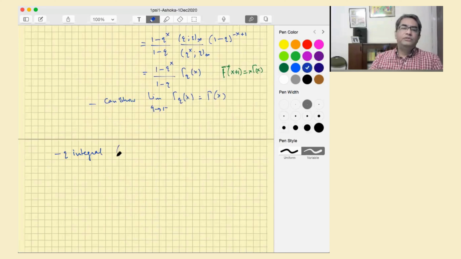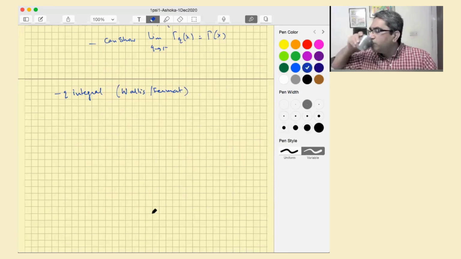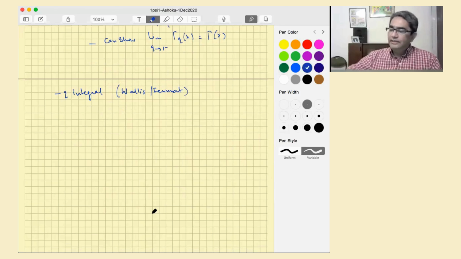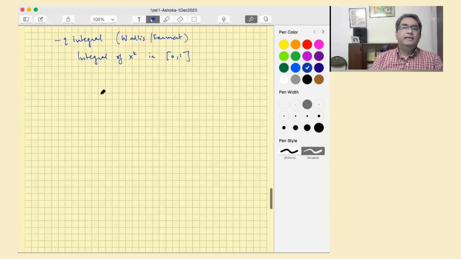This is an idea which goes back to Wallace and Fermat. So far we are, in time, before Ramanujan always. Nothing which we have done is something modern. That will come towards the end. So what they did was they calculated the integral of x raised per k from 0 to 1. Unfortunately, I haven't covered this in my calculus class, but I hope some students are here.